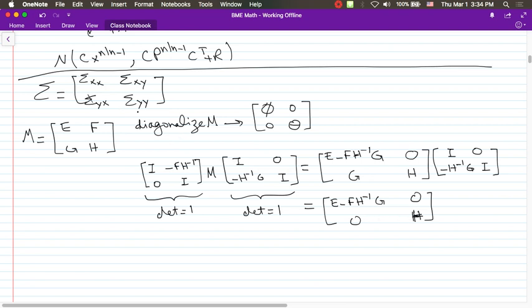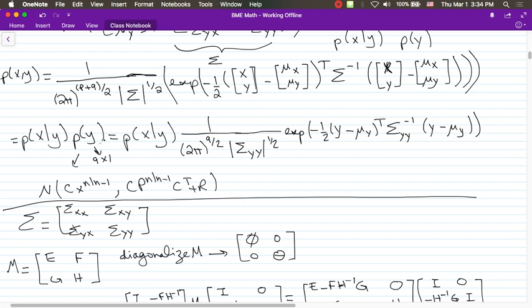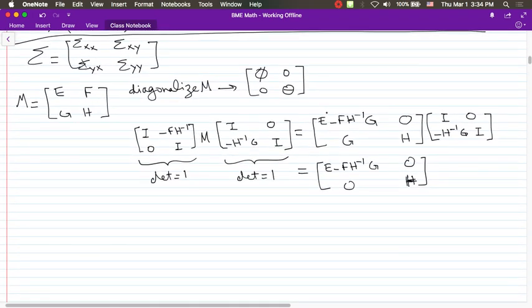Why do I want to get h by itself? Because I want sigma yy. Why do I want sigma yy? Because that's p of y, right? P of y, I want to factor out of here. P of y has variance sigma yy. So I want to get sigma yy out of sigma. So that's what my first step has been so far, to take a matrix, diagonalize it, and I get h by itself. Okay, so what's the determinant now?